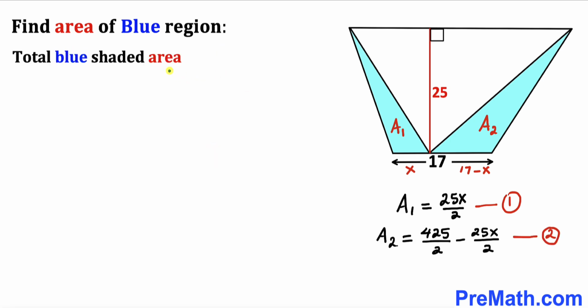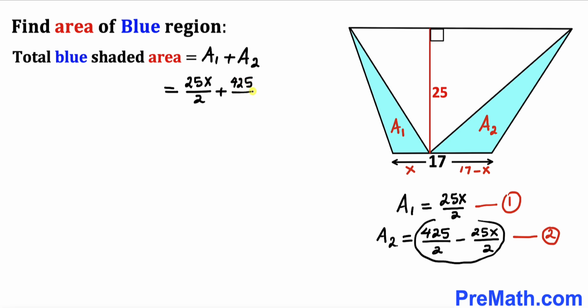And here's our final step. Let's calculate the total blue shaded area. That means we're going to add up this A sub 1 and A sub 2. Here in equation 1 we have A sub 1 and in equation 2 we have A sub 2. So the total blue shaded area is going to be simply the sum of these individual areas, A sub 1 plus A sub 2. And we know our A sub 1 is 25x divided by 2, plus our A sub 2 is this much. Let me go ahead and add it up.